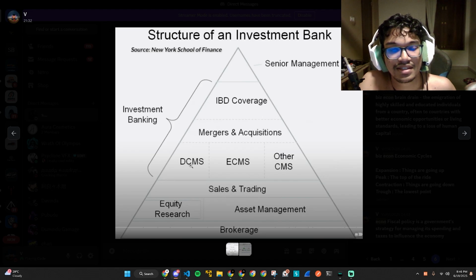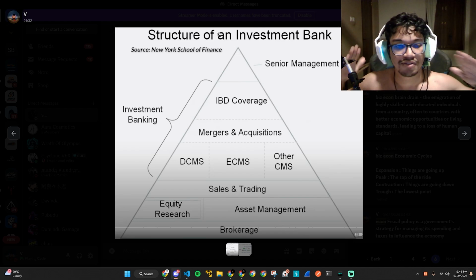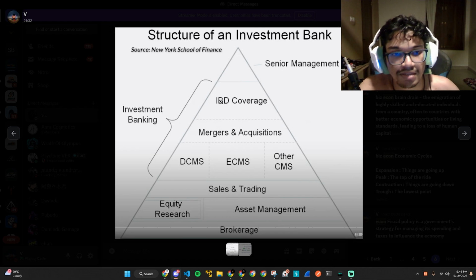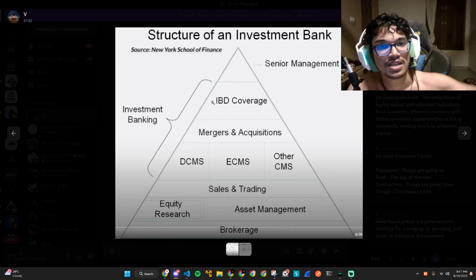And as you can see, this is their debt capital markets, equity capital markets, and then we have the whole pyramid of investment banking. So as you can see, we have the investment banking division coverage, which is the executives, mergers and acquisitions.